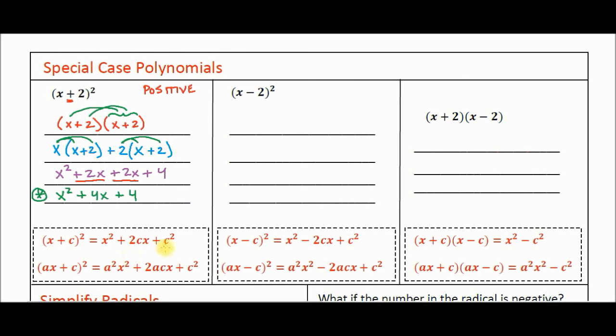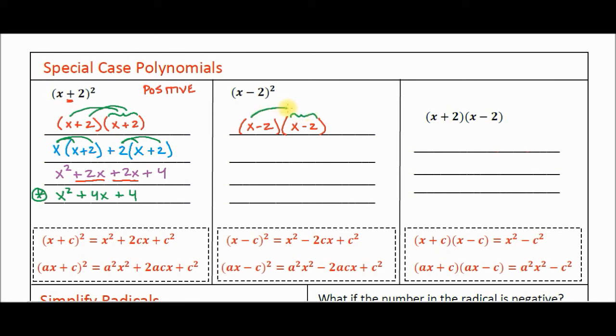Alright, so shortcuts. Let's take a look at the next one. Again, we know that x minus 2 quantity squared just means take the binomial x minus 2 and write it twice. Multiply it times itself. Let's go ahead and distribute by grouping.